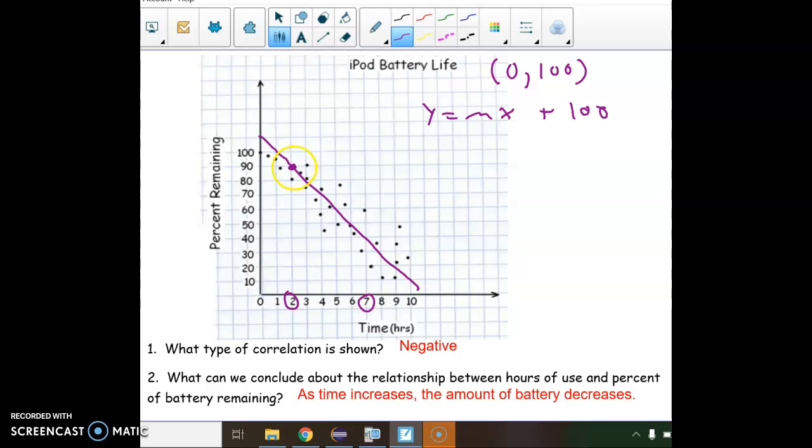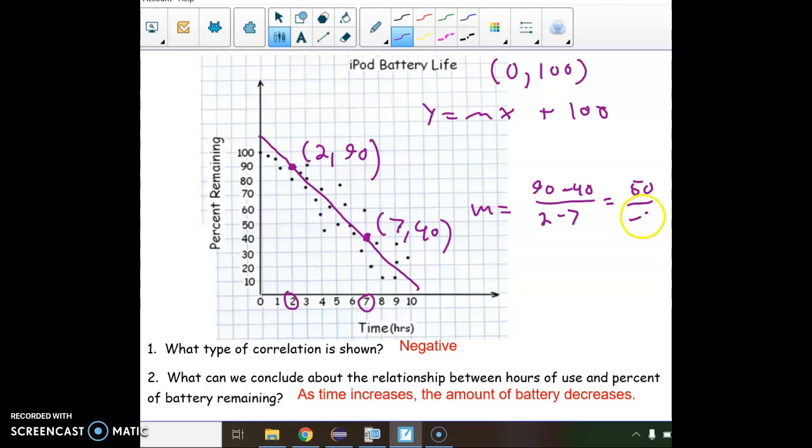So all I got to do is read off my line of best fit. So that's like 2 and 90. That's kind of a nice point. And 7, that's also another nice point: 7 and 40. Okay, so again, if I needed my slope for this situation, I would just subtract the y's on top. So I'm going to do 90 minus 40. Sorry for the bad handwriting there. I do my x's, 2 minus 7. Because I did the 90 first, I got to do the 2 first when I do my x's. So that's going to come out to be 50 over negative 5. So that's negative 10. So basically, for every 1 hour, we lose about 10% of our battery.